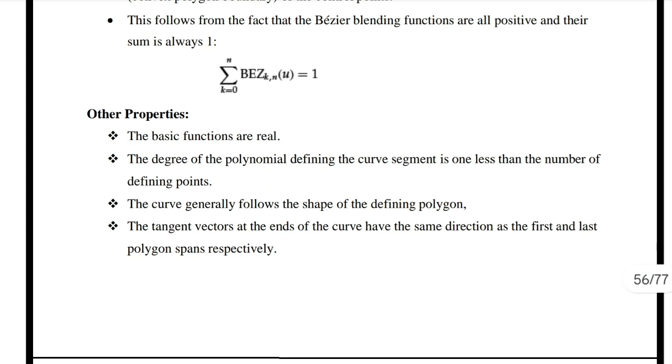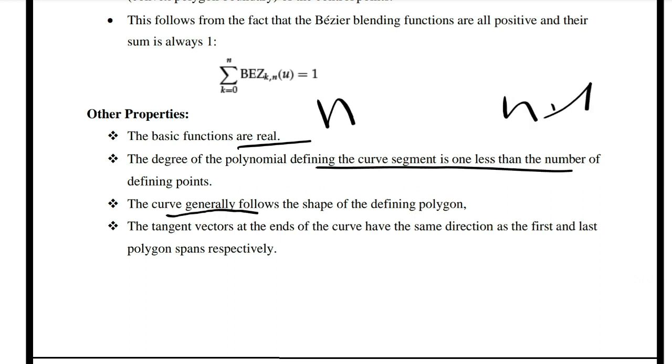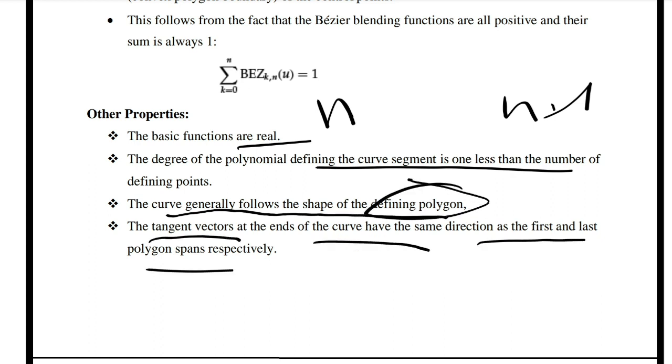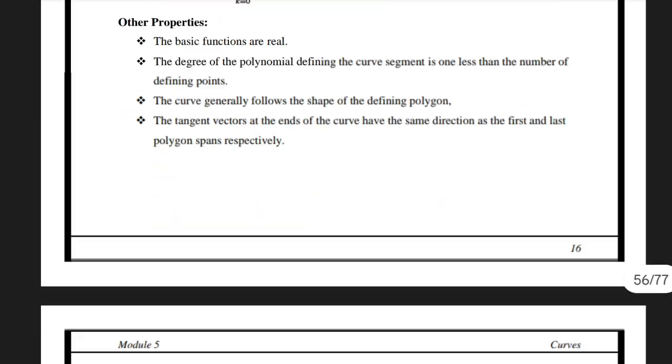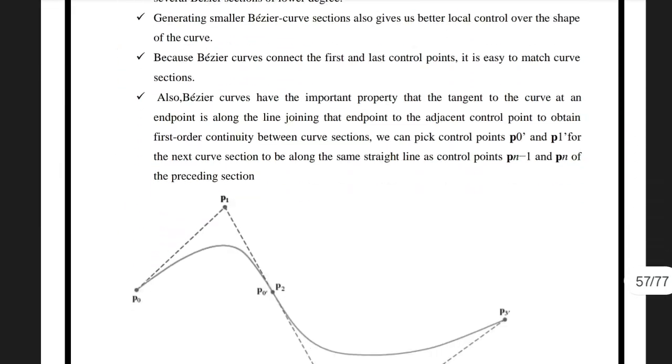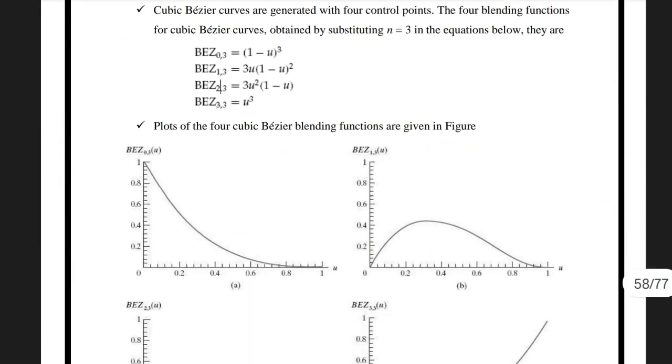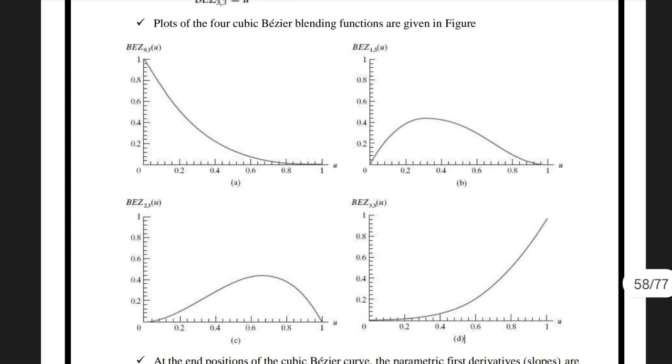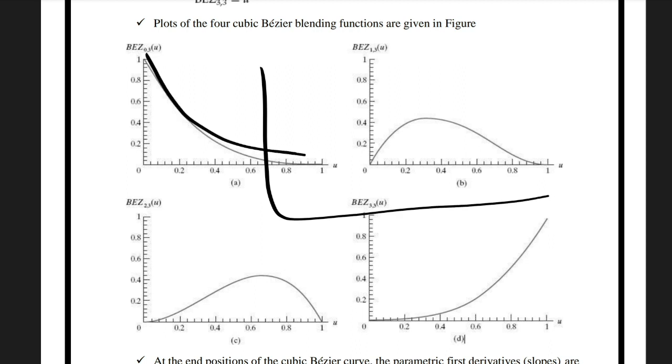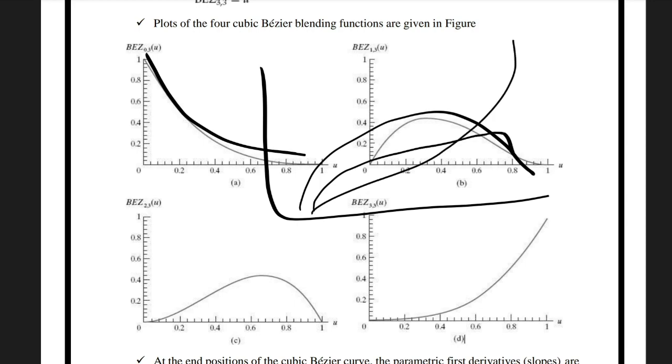Other properties also include that it is real, it has one less than the number of defining points, which means if it is n, this will be n plus 1, and the curve generally follows the shape of the defining polygon. Tangent vectors have the same direction as the first and the last polygon spans respectively. Okay, yeah, that's all that is mainly there in the Bezier curve. If you were not able to fill the content, make a graph like this. It is reducing for degree 1, and for degree 2 it is like this, degree 3, degree 4, like that, something you have to draw.